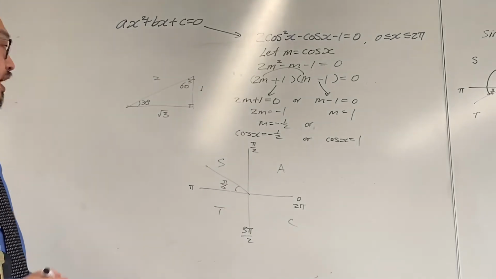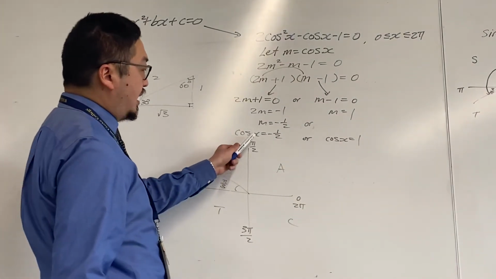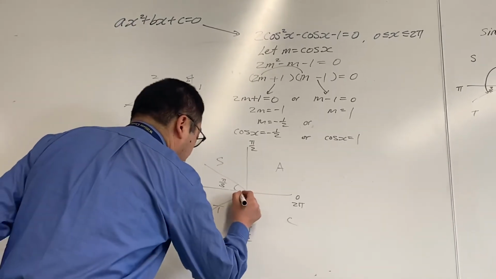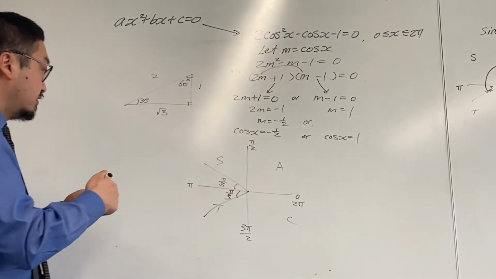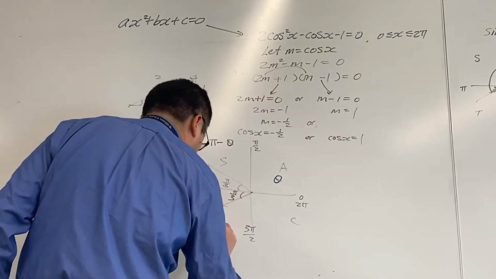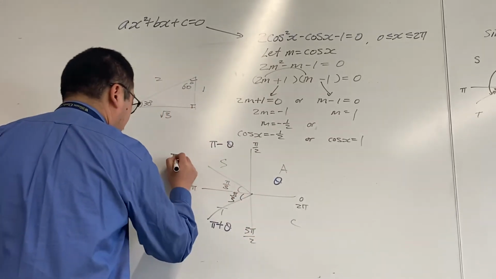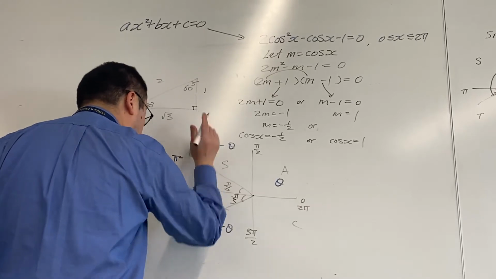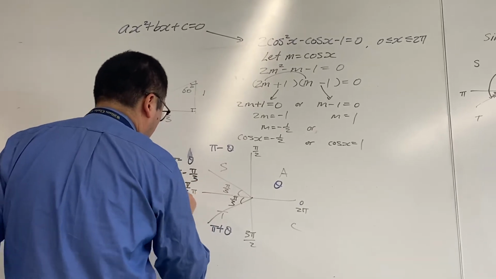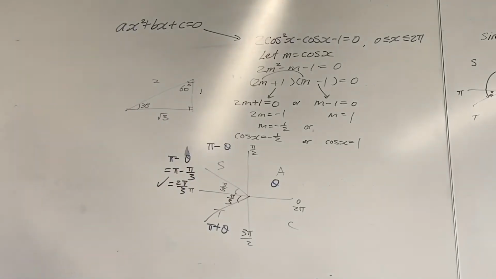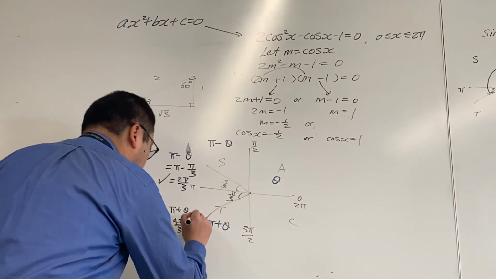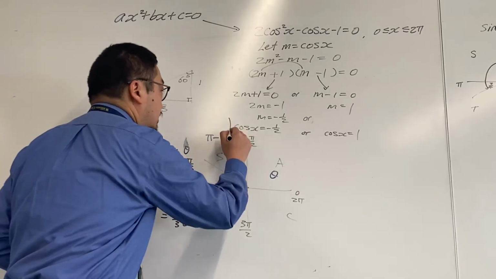Follow? And we said cos x is negative, so second and third quadrant. So I've got pi on 3 here. Sorry, it's running out of ink. That's theta, pi minus theta, pi plus theta. So this answer is pi minus theta, it's pi minus pi on 3, 2 pi on 3. One answer done. Another answer, pi plus theta, 4 pi on 3. So 2 answers done for this equation.